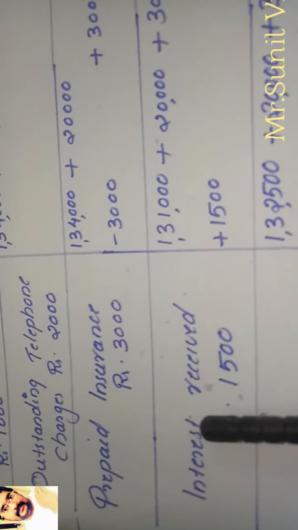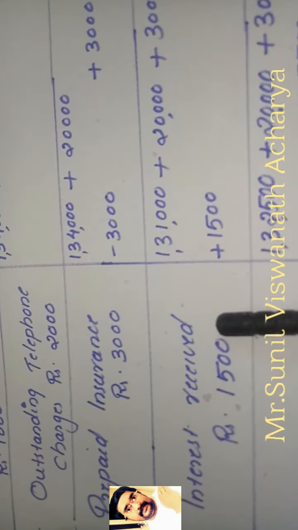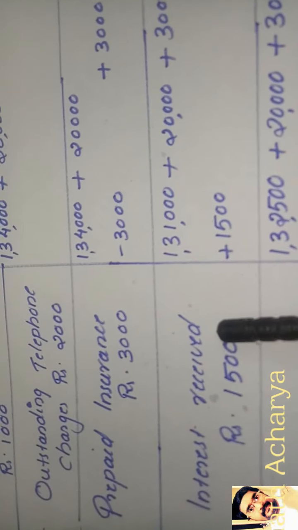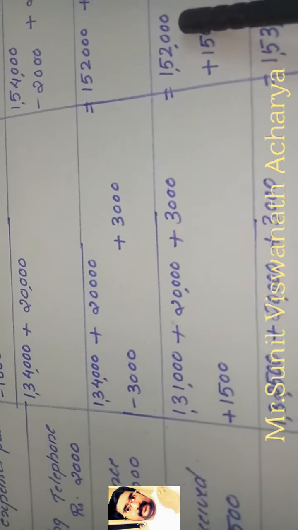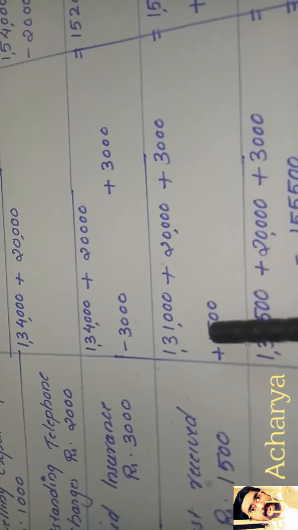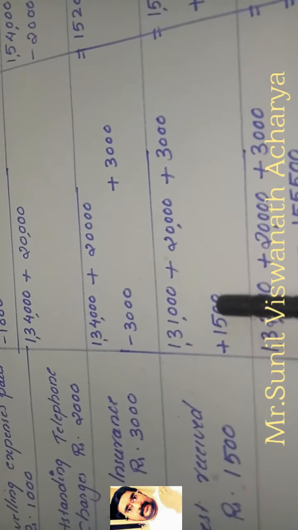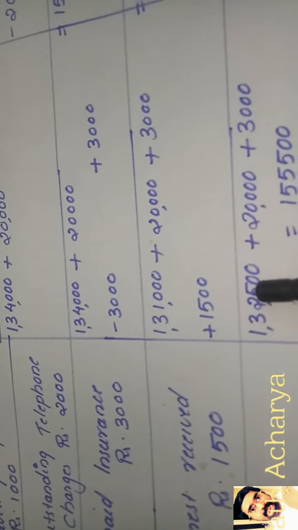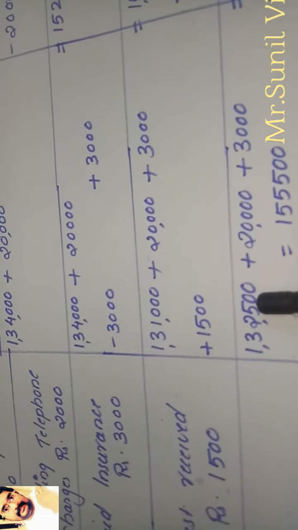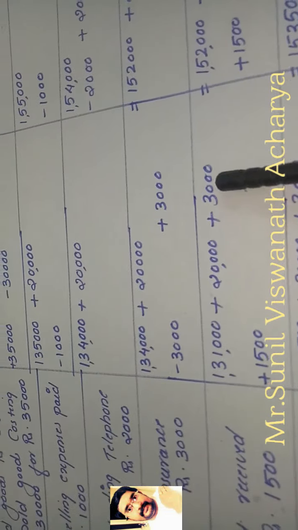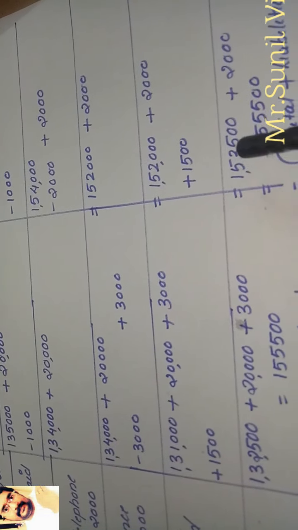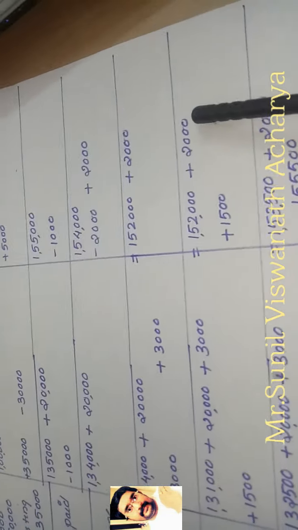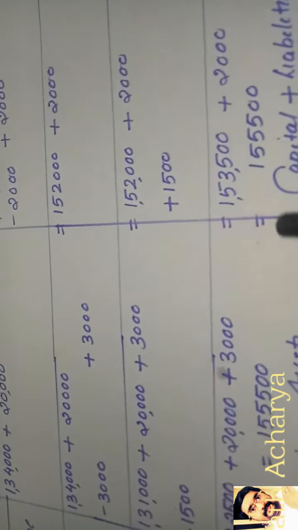Now the last transaction, interest received rupees 1,500. Interest received means it is an income. Every income will come in cash, as well as capital will increase. Remember, every income or revenue, both cash and capital will increase. So 1,31,000 plus 1,500 interest received. Now cash becomes 1,32,500. Stock remains the same, 20,000. Prepaid insurance 3,000. Capital 1,52,000 plus 1,500, 1,53,500. And outstanding telephone bill 2,000.